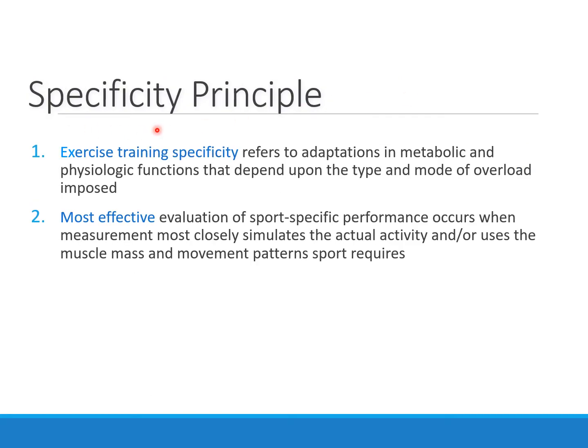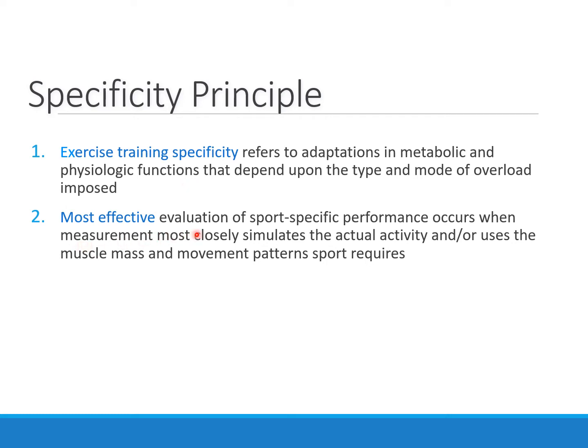So next is the specificity principle. When we're training for something, we want to make sure we are specific to that objective. Number one, exercise training specificity refers to the adaptations in metabolic and physiologic functions that depend upon the type and mode of overload imposed. Let's go back to the example of a sprinter. If you're training to be a sprinter, you want to make sure that the mode of overload that is imposed is specific to sprinting, which will cause these metabolic and physiologic changes where you might get more type 2 fibers, for example. So you're going to get that adaptation to your sport.